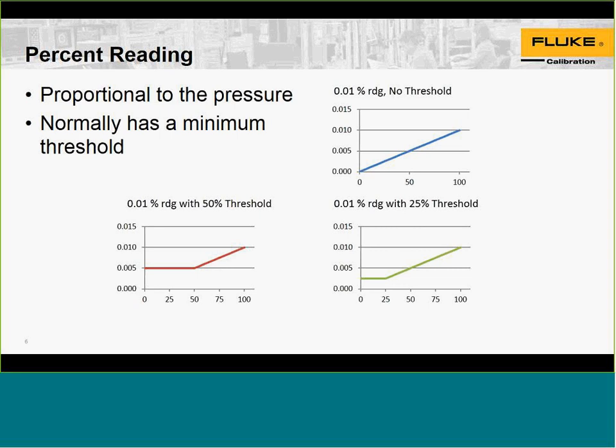Now, at a lower threshold, like the green plot on the right, it's better. The 0.01% of reading down to 25% would then have a floor of 0.005. So knowing the threshold and cutoff can determine how well the pressure controller is designed and how well the information is relayed to you from the manufacturer.